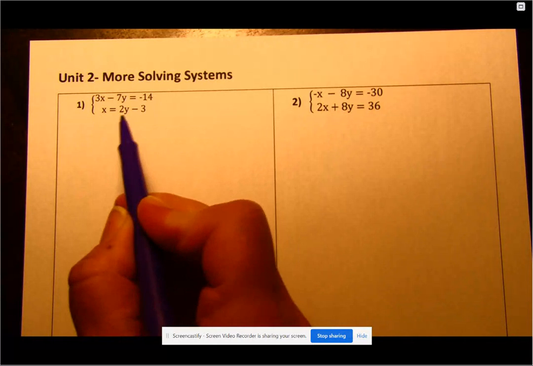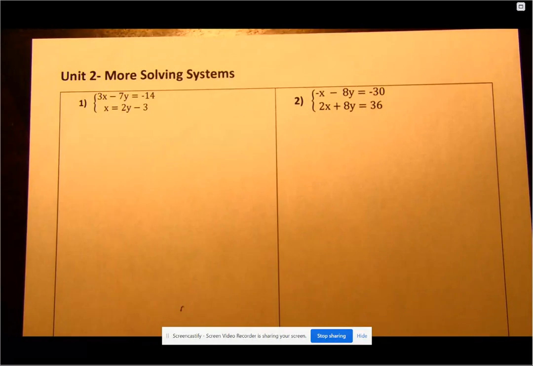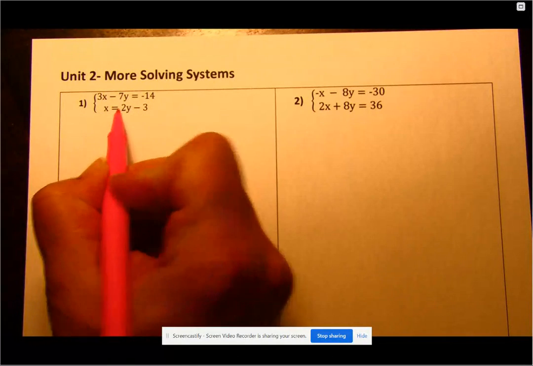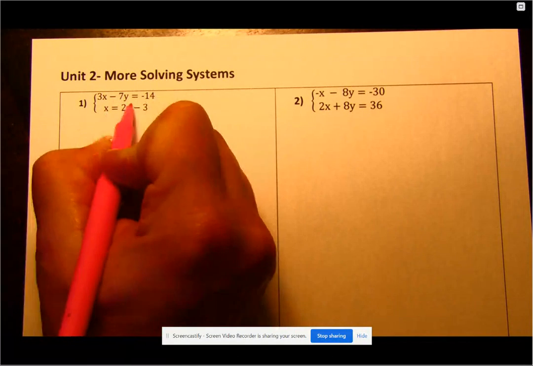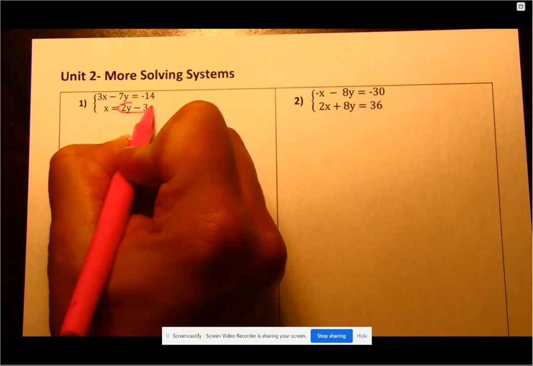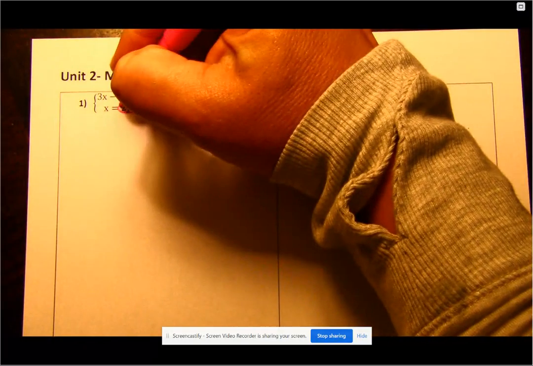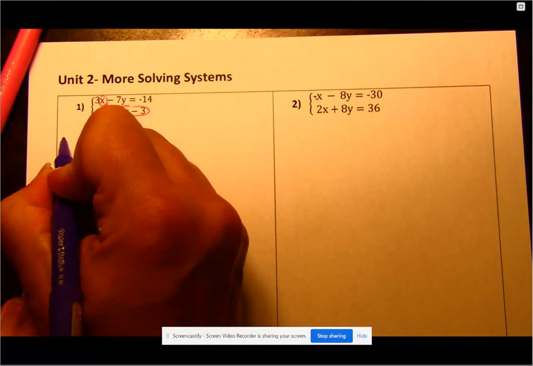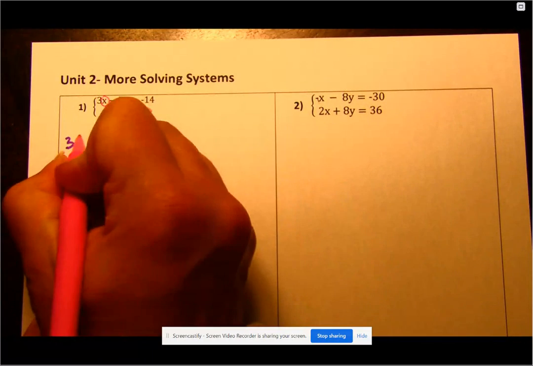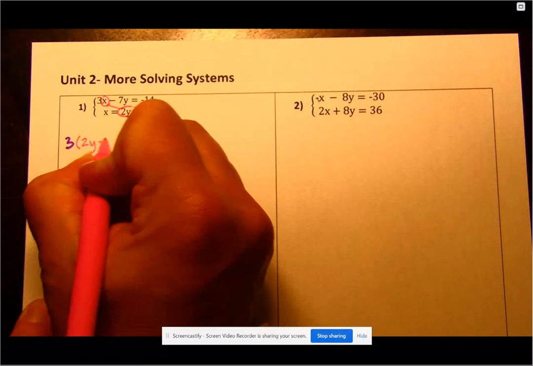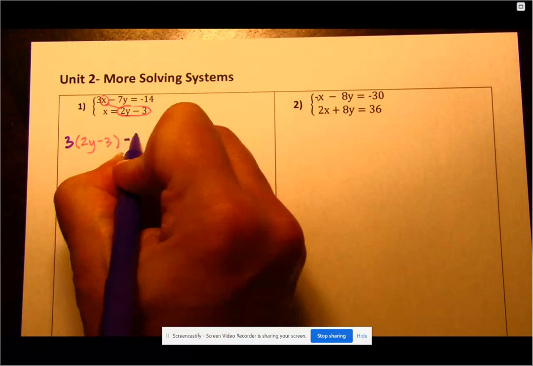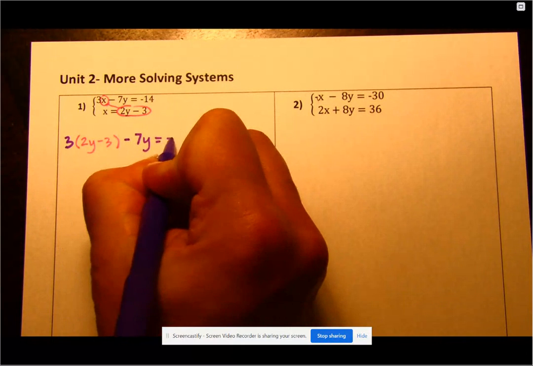This one looks like a good candidate for substitution. I know that because this bottom equation has the variable x isolated. So that means I could replace this expression, 2y minus 3, in place of x up here and only have one variable to deal with. So I'm going to rewrite the top equation, and in place of x, I'm going to write 2y minus 3. So that's where the word substitution comes in. And now it's possible to solve because I only have one variable.